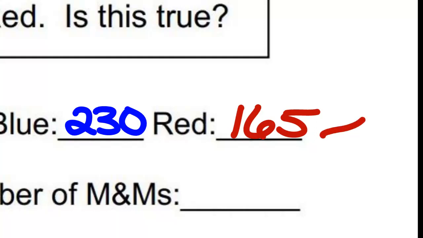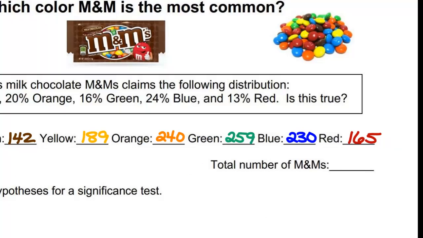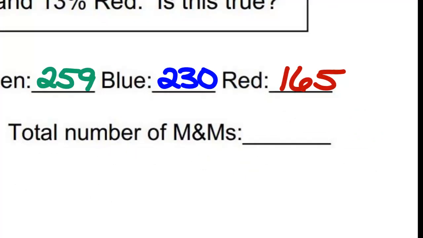All right, this was an entire party-size bag of M&Ms. Let's figure out how many M&Ms there were in the package. So we're going to add these 6 values together to get our total. So 142 plus 189 plus 240 plus 259 plus 230 plus 165. Somebody else go first. What'd you get? 1,225 is also what I got.